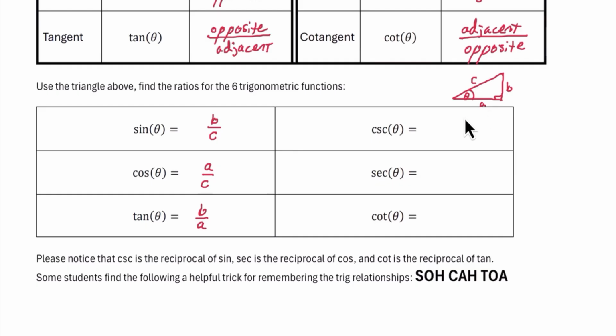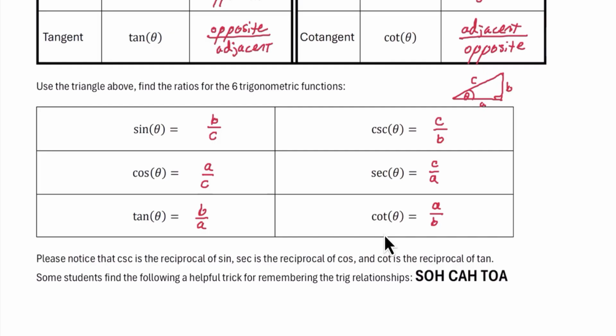And we already know that cosecant is the reciprocal of sine. So we just need to flip that fraction, and we'll get C divided by B, or hypotenuse over opposite. Secant theta is the reciprocal of cosine. We get C divided by A, or hypotenuse over adjacent. And cotangent is the reciprocal of tangent, or A divided by B.